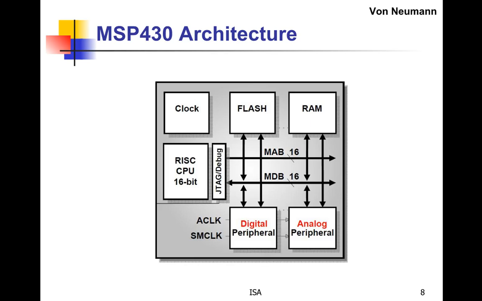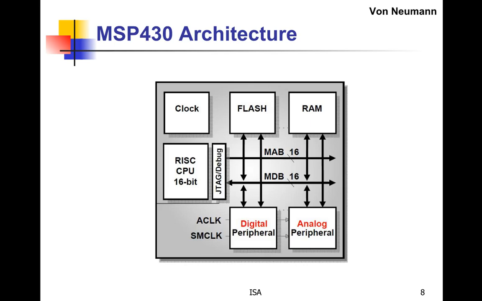So let's take a closer look at the MSP430 architecture, because we're actually going to be programming MSP430s in assembly language class. And so we need to understand what's in there. This is a simplified diagram here. In general, the MSP430 has a clock. It has some flash memory. Flash memory is memory that you can program, and it will save your program even when you turn the power off. There's RAM. RAM is random access memory, and it's faster than flash generally, but you're liable to lose the contents of the RAM if you turn the power off.